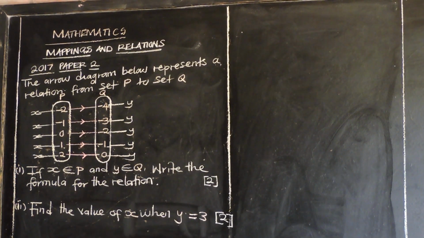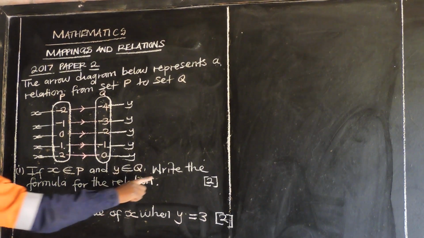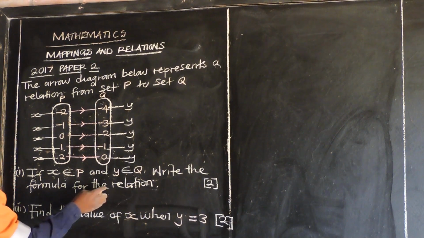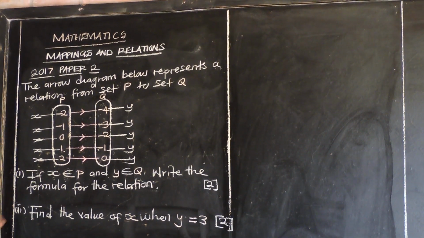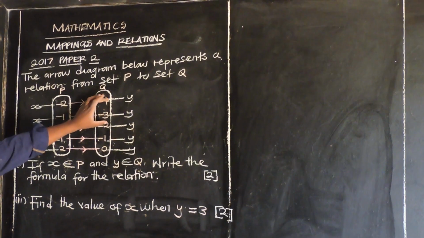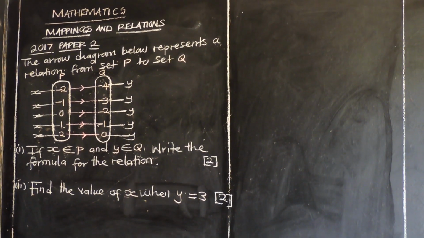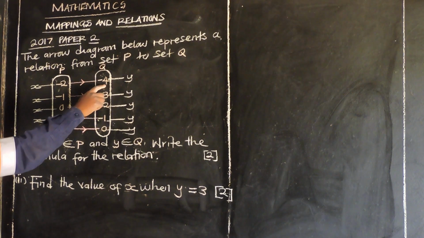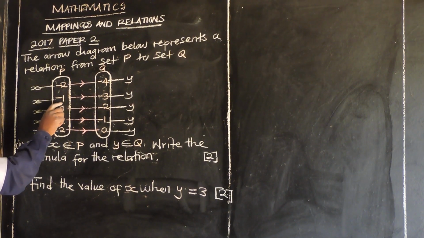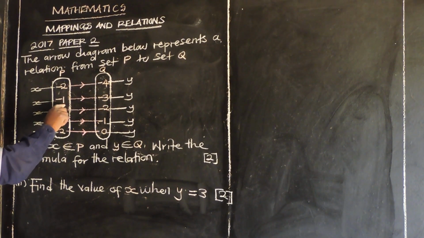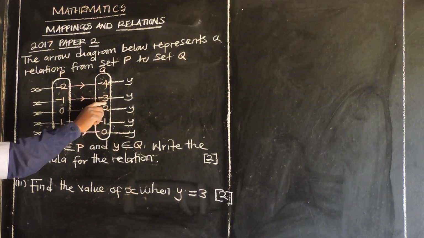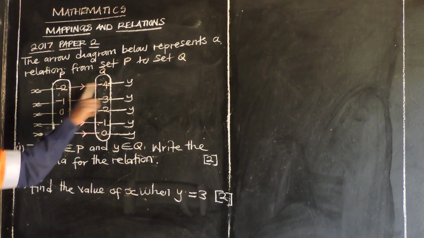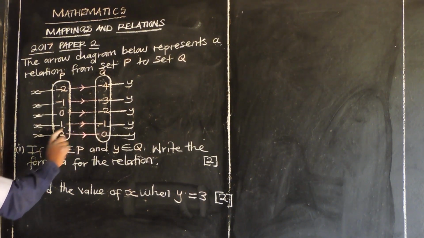But for us to answer this question, which is saying, write the formula for the relation, we are supposed to pick only two pairs. If we pick X to be -2, we're going to pick Y to be -4. If we pick X to be -1, we're going to pick Y as -3. So these are coordinates. X, Y, X, Y, X, Y, X, Y, X, Y.